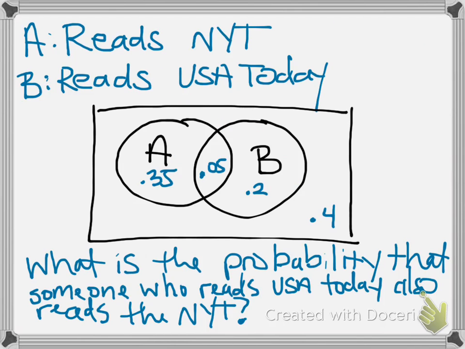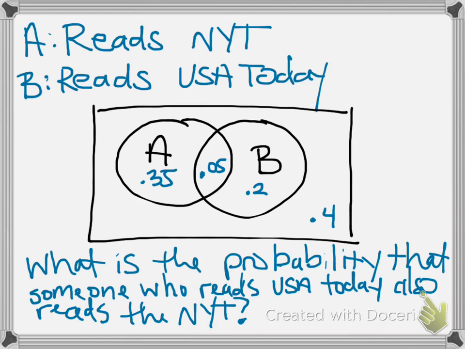Let's say that a group of people have been surveyed about their periodical reading habits. And there were two things that we were interested in. Event A is whether or not the person reads the New York Times, and event B is the event that the person reads USA Today. And you can see the results of this poll in the Venn diagram shown. 35% of the people polled only read the New York Times. 5% of them read both the New York Times and USA Today. 20% only reads USA Today.